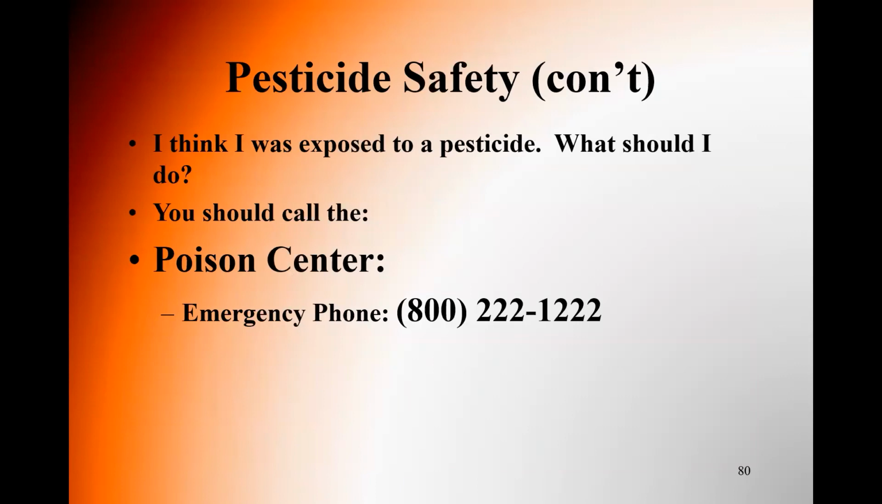So if you think you were overexposed to a pesticide, what do you do? You can call the poison center, and I can't hardly even read that number without singing it like the little song, 1-800-222-1222. But that is the emergency phone number for the Poison Control Center. And they have all of the information of all the chemicals that have an EPA registration and can give you that information if you don't have contact to it immediately.